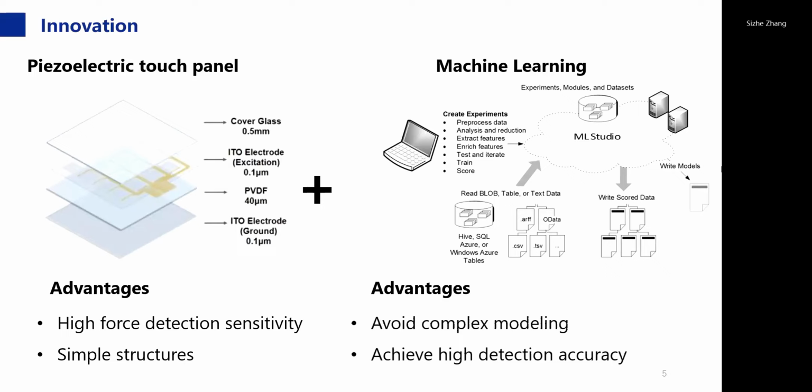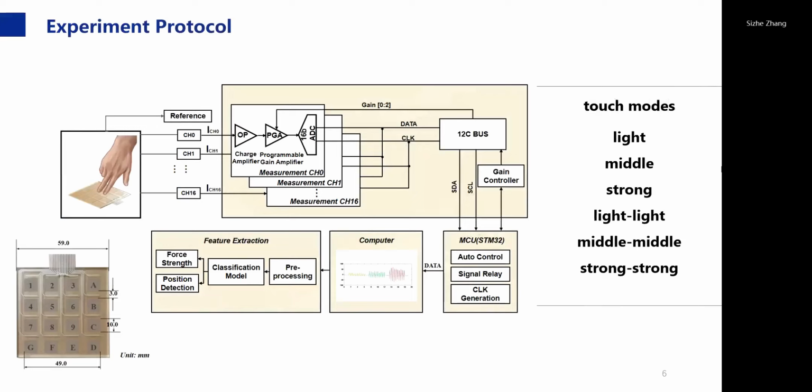So, in this article, 3 typical machine learning algorithms are used to interpret the touch location and the force levels. The whole data acquisition and processing procedure are shown in the figure. When fingers touch the piezoelectric panel, the charge generated by the PVDF membrane is amplified by the charge amplifier and becomes a voltage signal. Then, the signal is sent to the MCU after a 16-bit ADC. Finally, the digital signal is transmitted to a PC to do data pre-processing and classification.